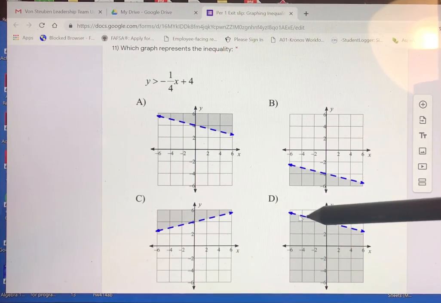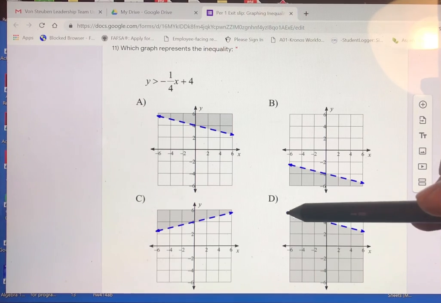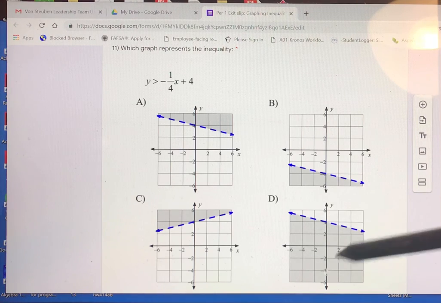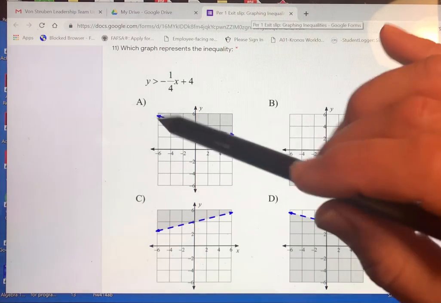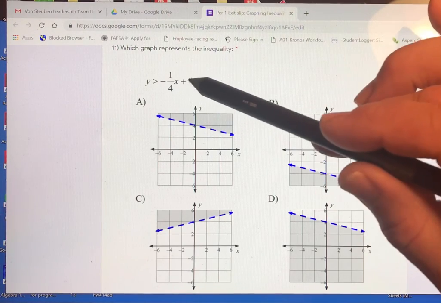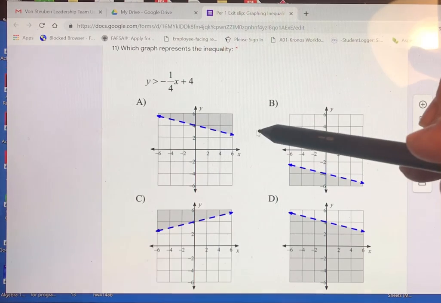And then letter D is a likely candidate, but instead of everything being above the dotted line, it's shaded below. So the correct answer is A. It has a slope of negative 1/4, a y-intercept of 4, and everything shaded above.